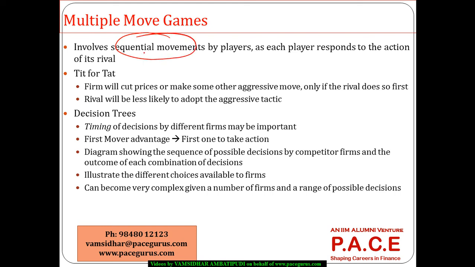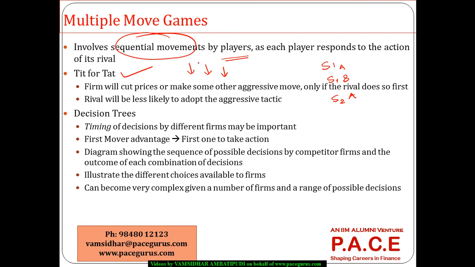They involve a series of movements by each player. Based on step 1 of A, B will do a step 1. Then based on the step 1 of B, A will do a step 2. So it's a series of movements, responding to the various actions, just like in a tit for tat scenario. When one firm cuts the price, the rival may respond to it, and if the rival responds, again this firm may cut down altogether.